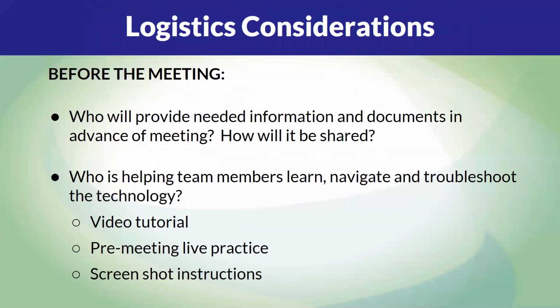So some things to be thinking about: who's going to do these things before the meeting. As far as information and documents, making sure that someone is assigned and knows who's going to be providing the needed information and documents ahead of the meeting and how it will be shared. So things like if a parent needs to be assigned login information and a password, who's getting that to them? Is the draft IEP going to be sent in the mail or emailed, or is it just going to be screen sharing? So knowing who's going to be responsible for those things is an important thing to think about.